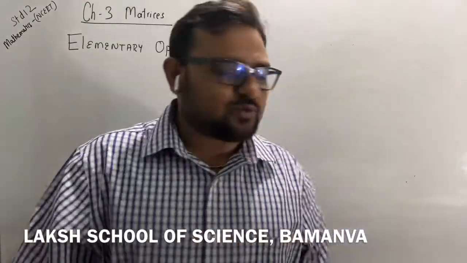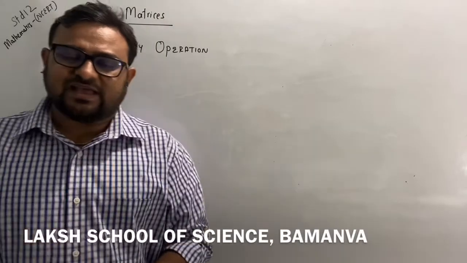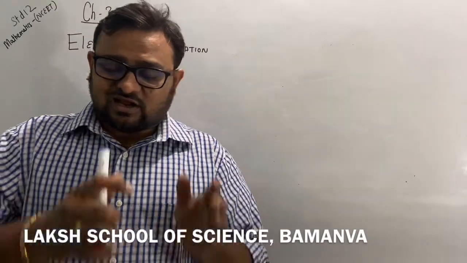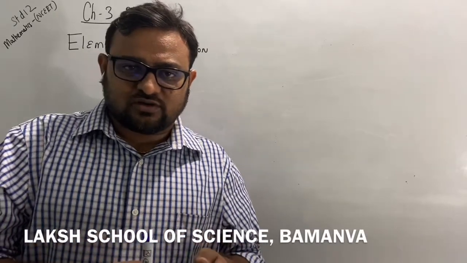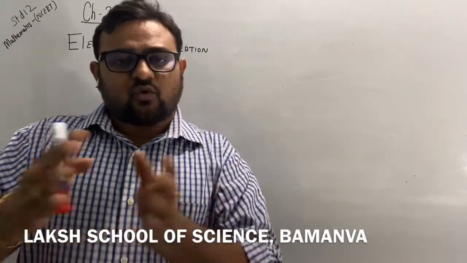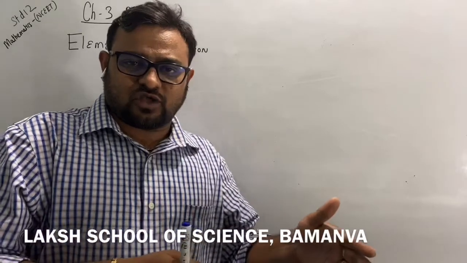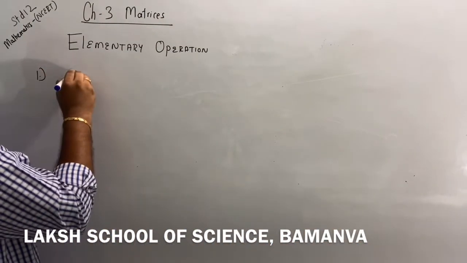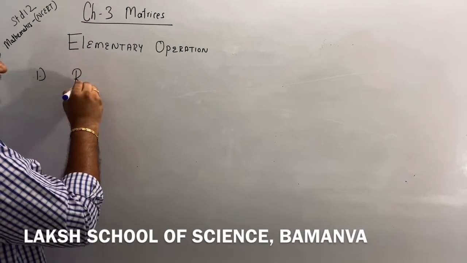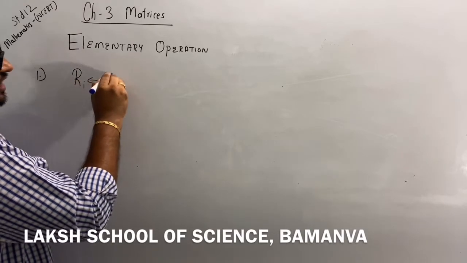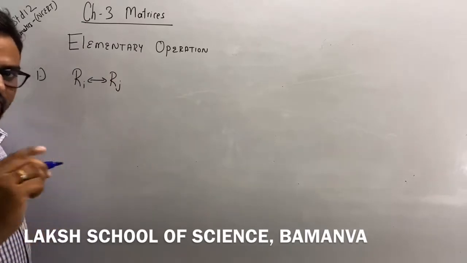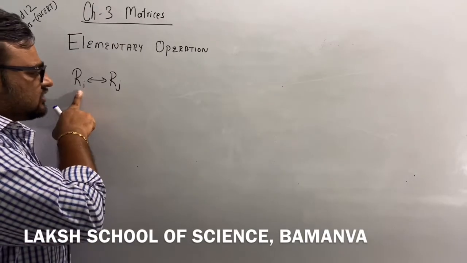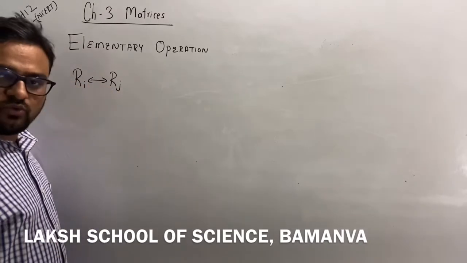Okay, so let's start with the first elementary operation of matrices. We will just change one row to a different one, altering the rows. Like I will write down Ri to Rj. This means that we will exchange the ith row with the jth row.